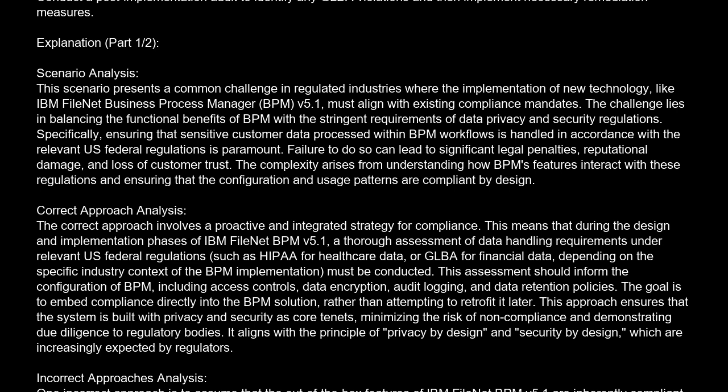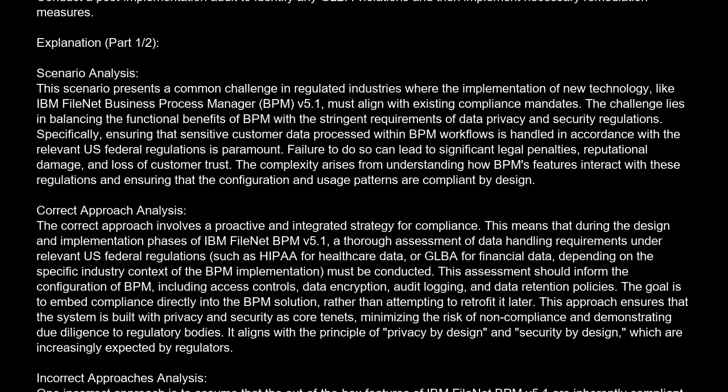Explanation. Scenario analysis. This scenario presents a common challenge in regulated industries where the implementation of new technology, like IBM FileNet Business Process Manager, BPM v5.1, must align with existing compliance mandates. The challenge lies in balancing the functional benefits of BPM with the stringent requirements of data privacy and security regulations. Specifically, ensuring that sensitive customer data processed within BPM workflows is handled in accordance with the relevant U.S. federal regulations is paramount.